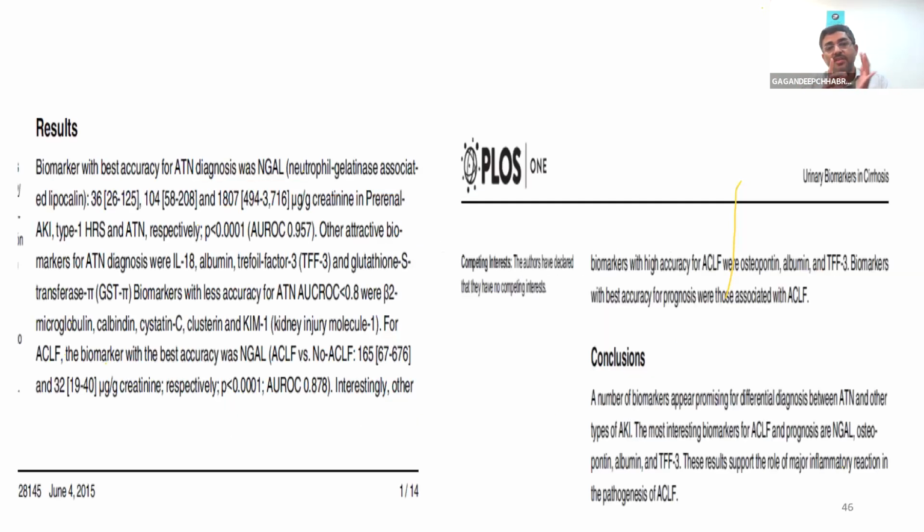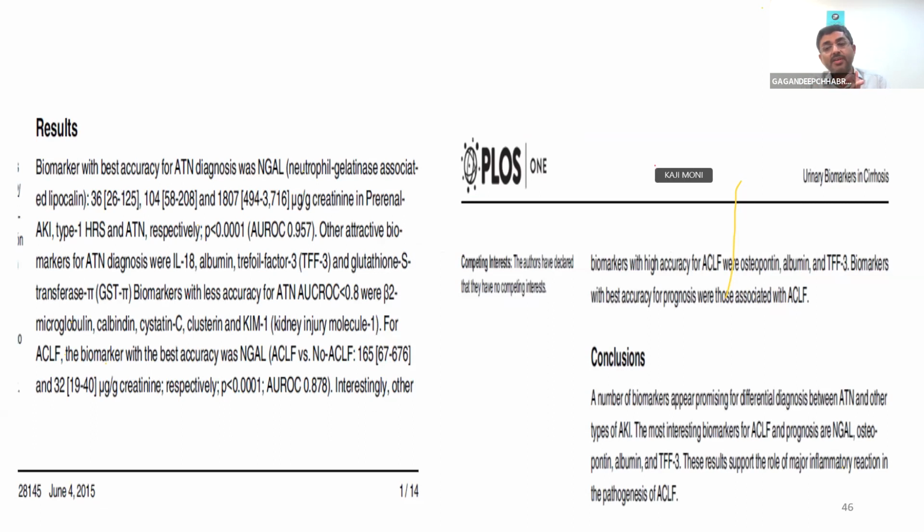This is a study. The most important markers here were found to be NGAL. Then there were other markers like glutathione S, TFF3, that is trefoil factor 3. We have IL-18, we have albumin. These are the various markers that were studied. NGAL was found to be the most effective of these markers. And a number of biomarkers appear promising for differential diagnosis between ATN and other types of AKI. That's what was the conclusion of the study.